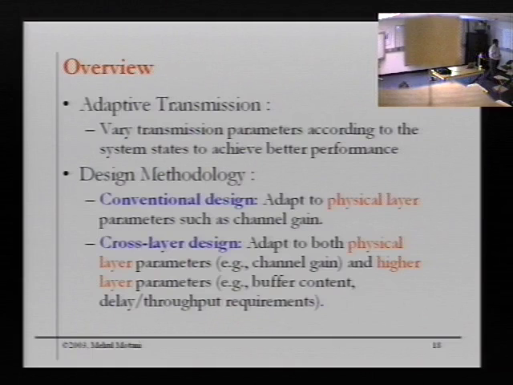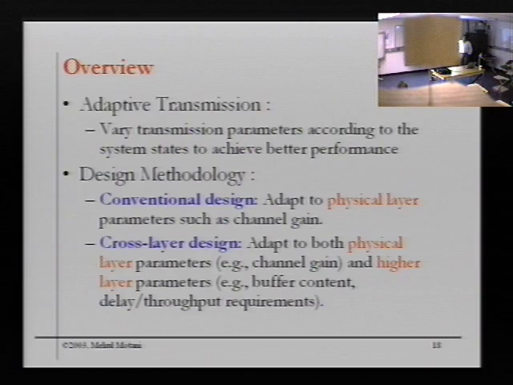We're going to look at adaptive modulation. And what's the cross layer? Anyway, adaptive modulation means I'm going to vary the transmission parameters, the parameters of my modulation, power, maybe even channel coding, meaning my rate, according to system state. And I can define my system state appropriately.